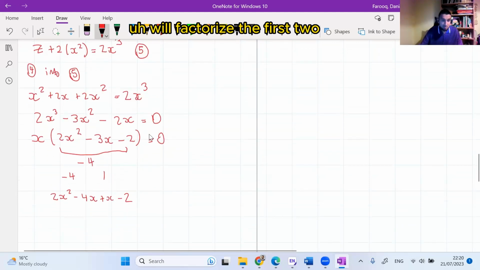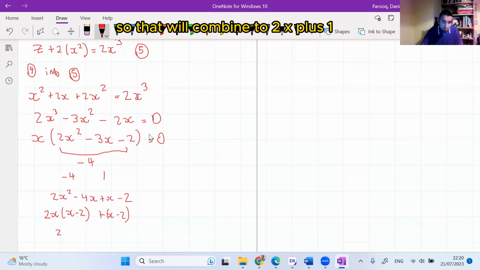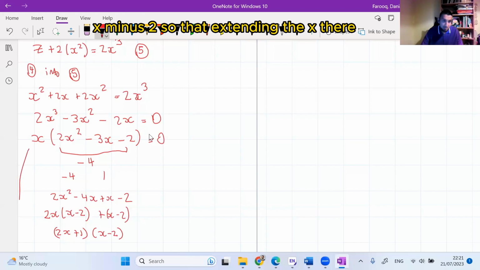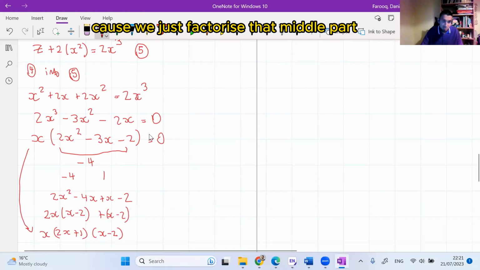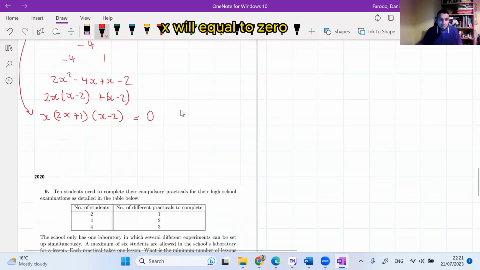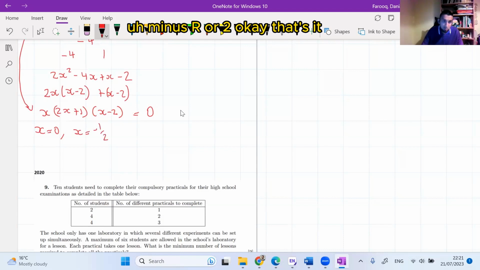We'll factorize the first 2, so that would be 2x times x minus 2, plus x minus 2. So that will combine to 2x plus 1 because we have 2x plus 1 off these brackets, times x minus 2. And the x there is because we factorized that middle part, and it will equal 0. So we've got the solutions now. x will equal 0, minus half, or 2. Okay, that's it.